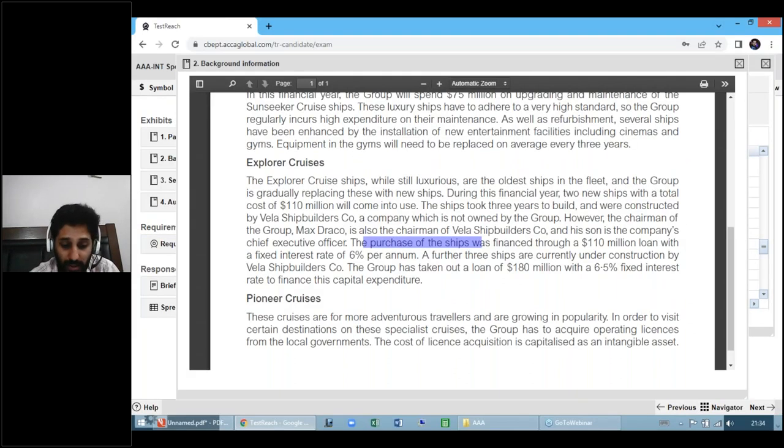So it was the purchase of the ships. Now here this is under construction, right? So you should write about the construction kind of thing. So it's 180 multiplied by 6.5%. That would become what? 11.7.